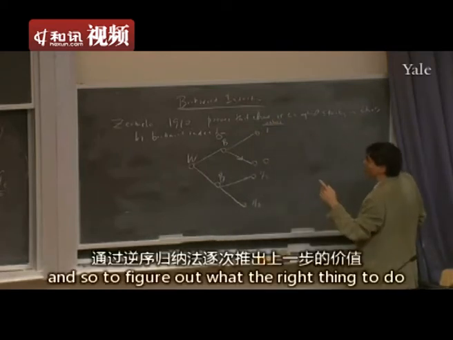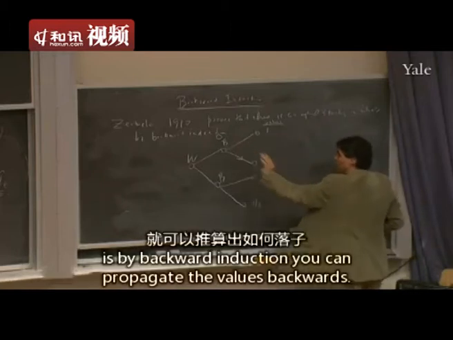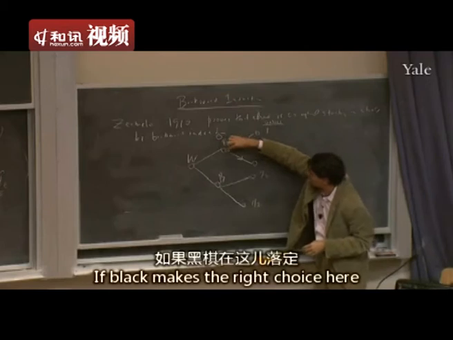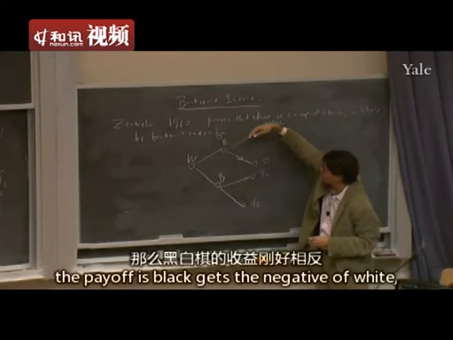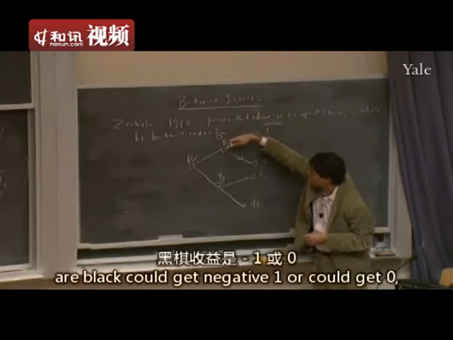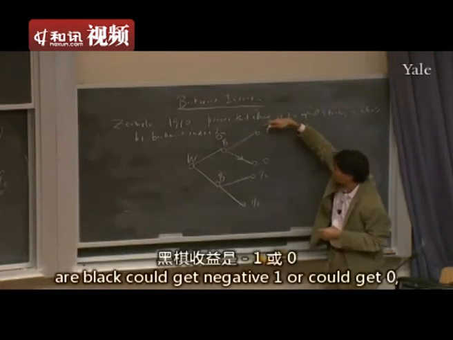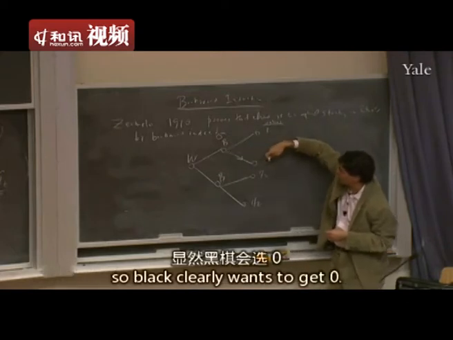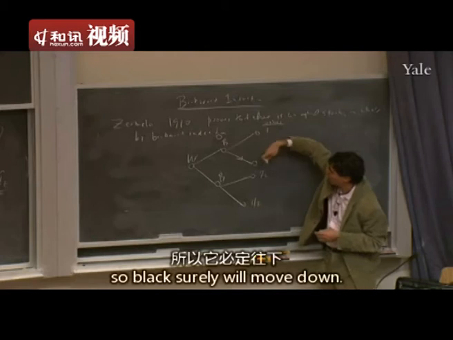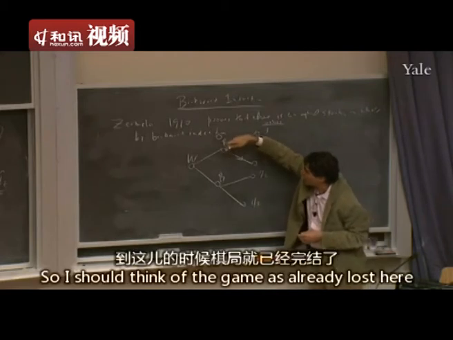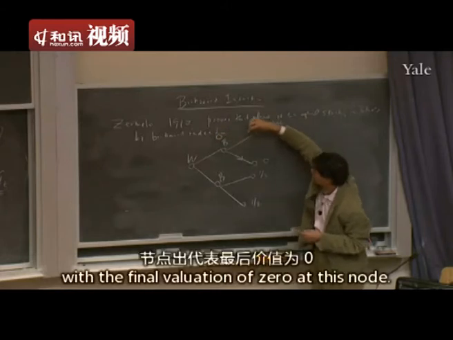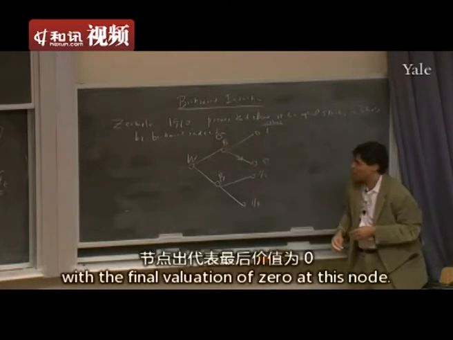Okay, and so to figure out what the right thing to do is, by backward induction, you can propagate the values backwards. If black makes the right choice here, the payoff is black gets the negative of white. So the choices here are black could get -1 or could get 0. So black clearly wants to get 0. So black could win the game by moving down. So black surely will move down. So I should think of the game as already lost here and pretend that I had a shorter tree with the final valuation of 0 at this node.